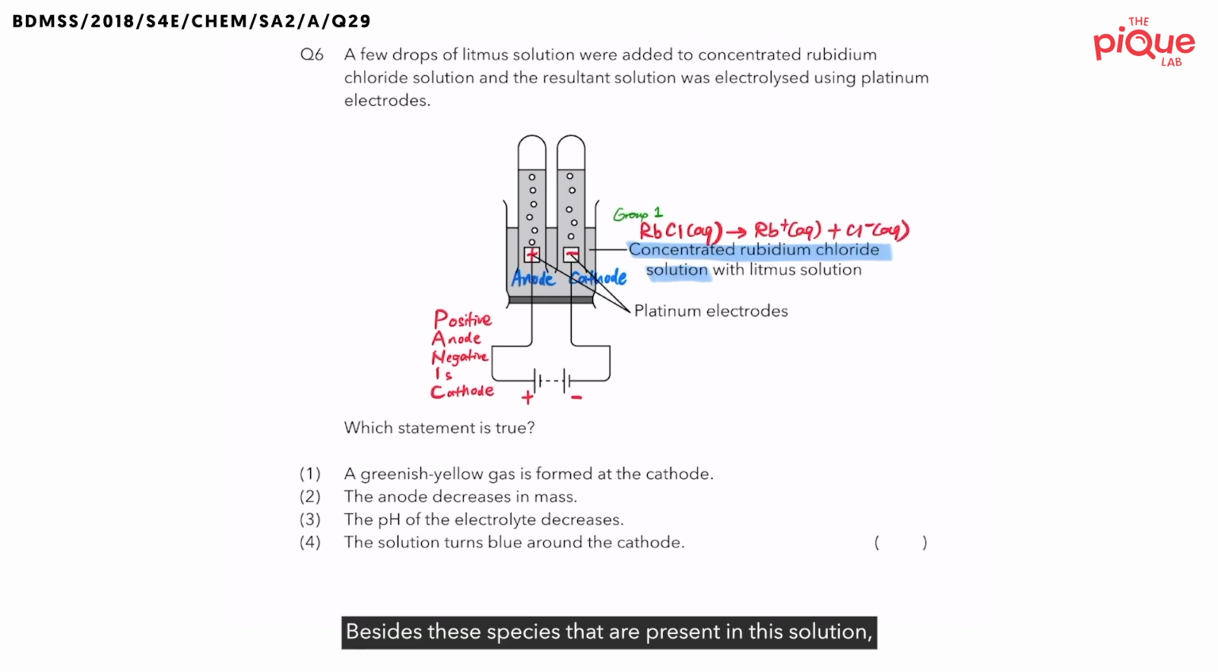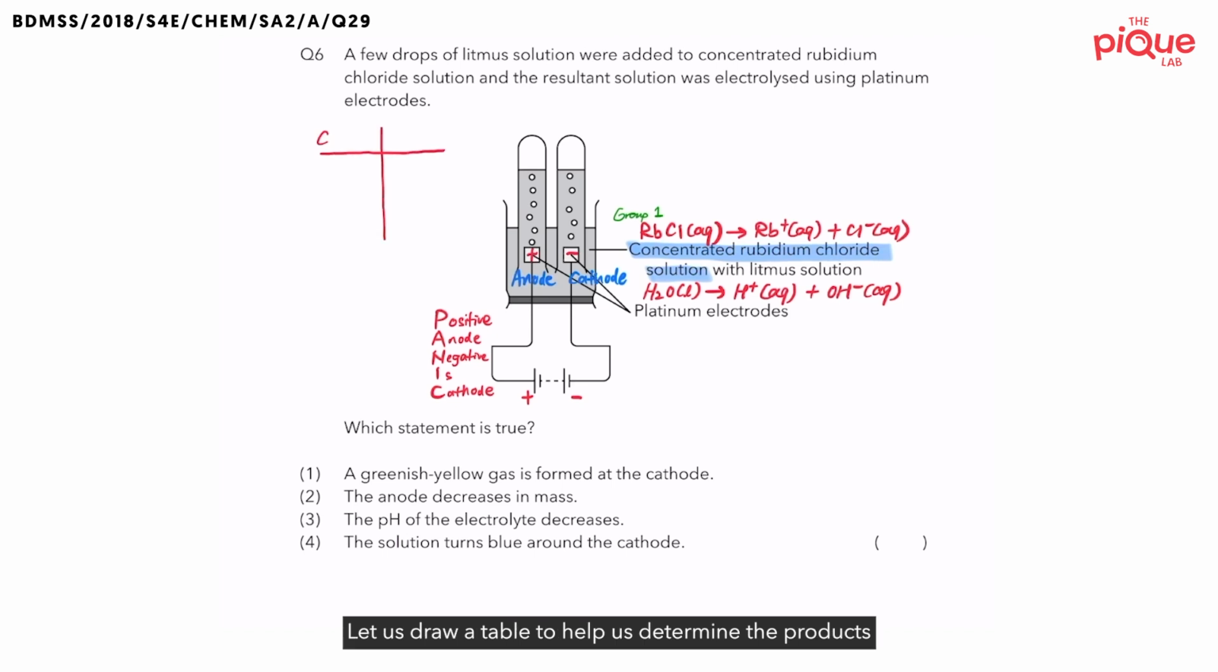Besides these species that are present in this solution, what do you think is another species that is also present in this solution? The answer is water. Water can undergo self-ionization to produce H+ (aq) as well as OH- (aq). If we electrolyze a concentrated rubidium chloride solution, what do you think are the products at the anode and cathode?